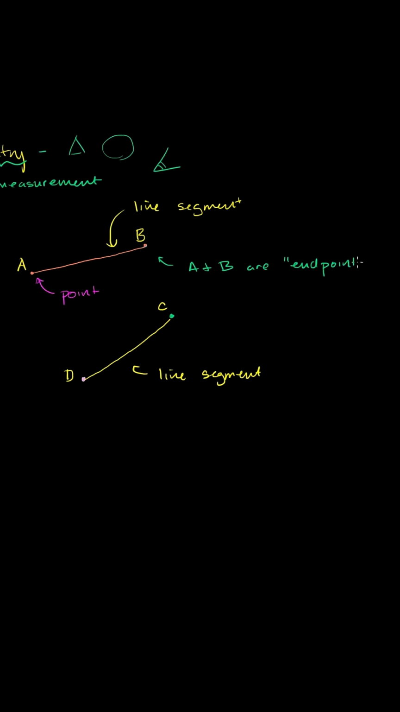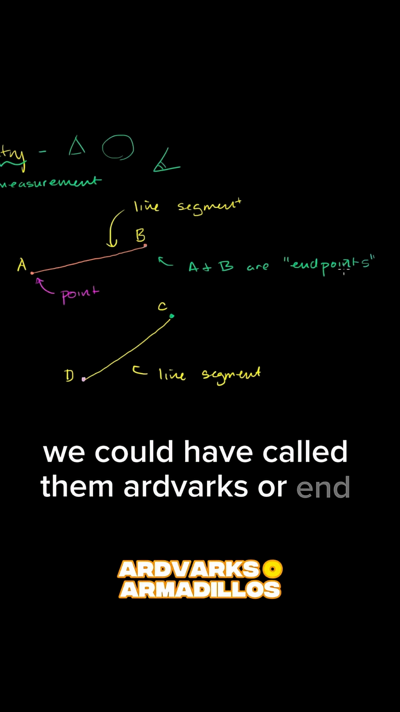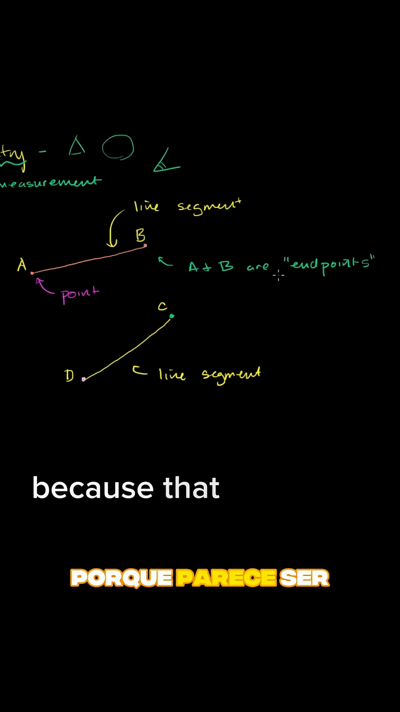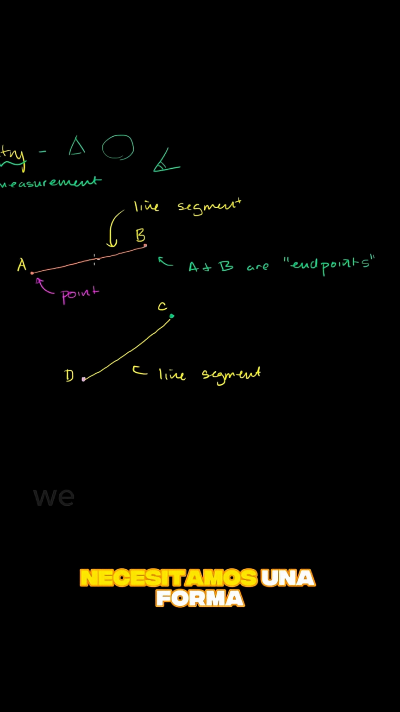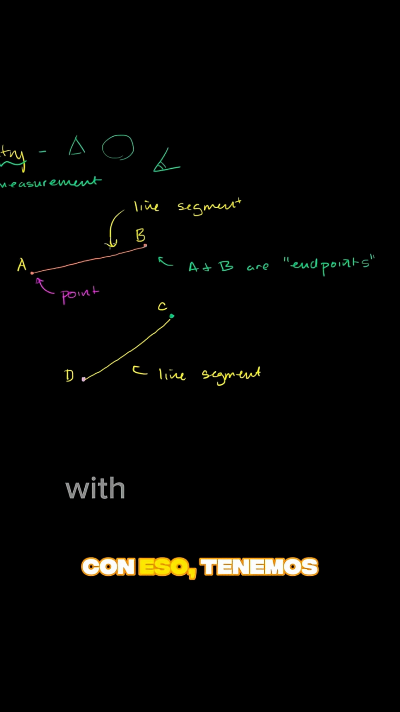Another definition right over here. We could have called them aardvarks or armadillos, but we as mathematicians decided to call them endpoints because that seems to be a good name for it. And once again, we need a way to label these line segments that have the endpoints. And what's a better way to label a line segment than with its actual endpoints?